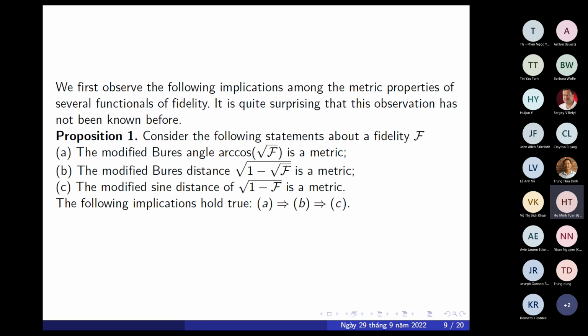So I say if the modified side distance is not a metric, then we automatically imply that the two others are not metrics. One thing here, I didn't say it's a metric on which space. We are studying two spaces. First is the quantum state space, in that the space of positive semi-definite matrices with trace one. The other space is the space of non-zero positive semi-definite matrices, with any trace that is non-zero.